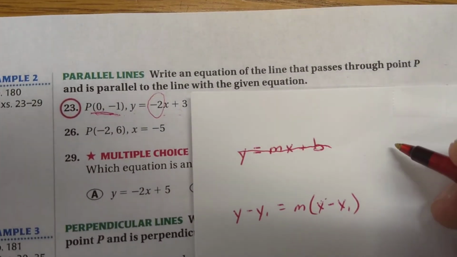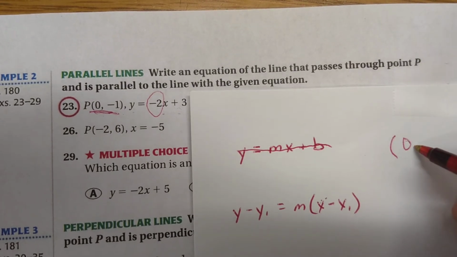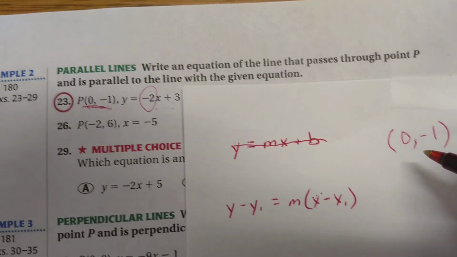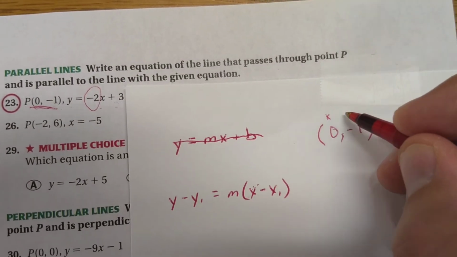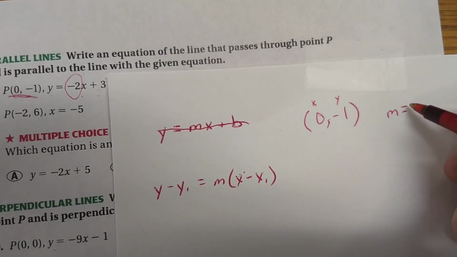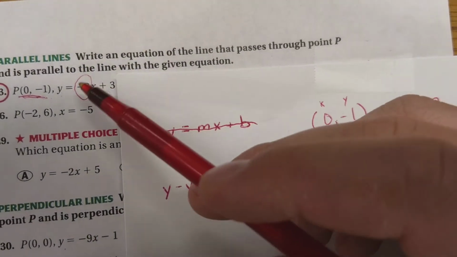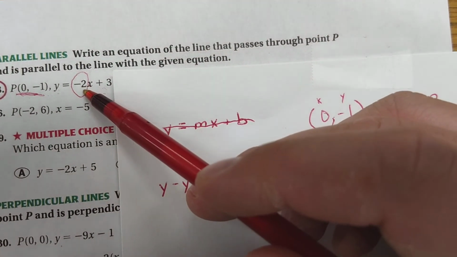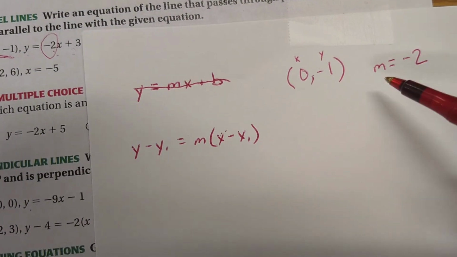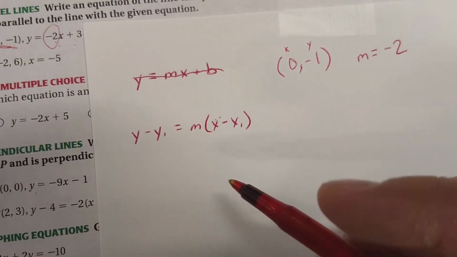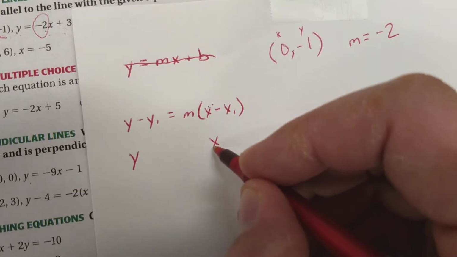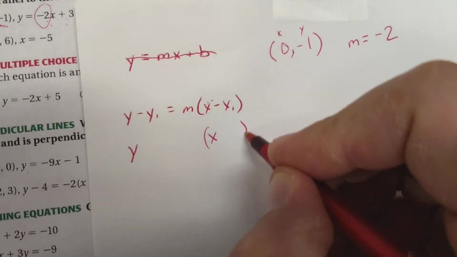I know I've got a point at (0, -1), a point on this line that I'm writing an equation for. So that gives me an x value that I know, a y value that I know. And I know that my slope has to be -2 because it's got to be parallel with this line that has a slope of -2. Okay, so now that I've got those two things, I can plug it into this equation. Remember, in point slope form, your y, your x remain as is.